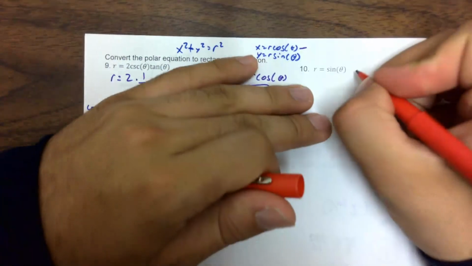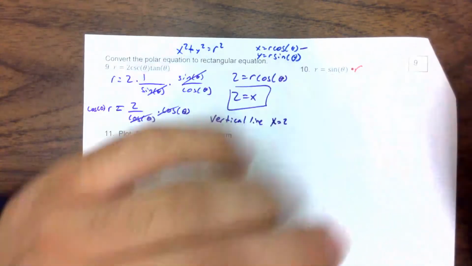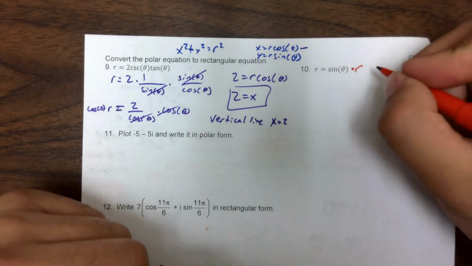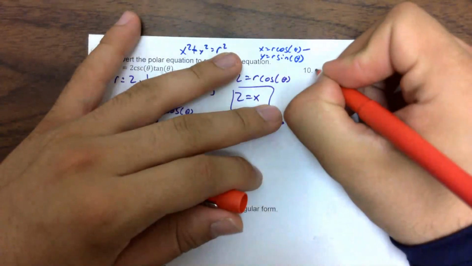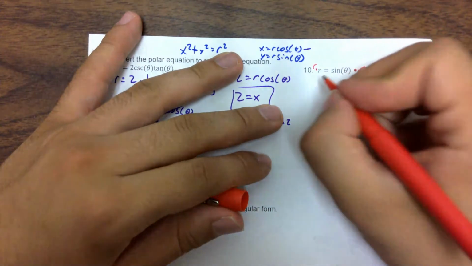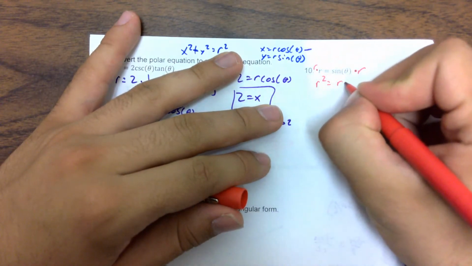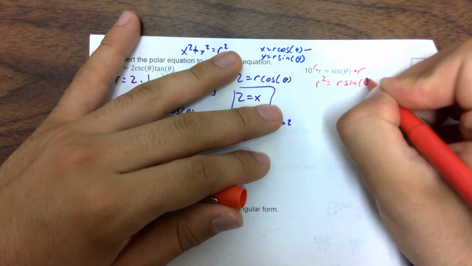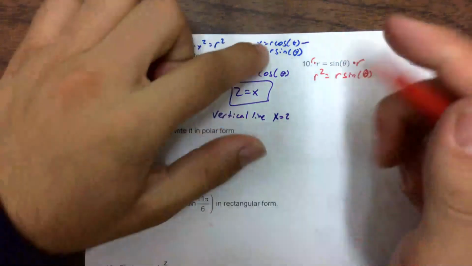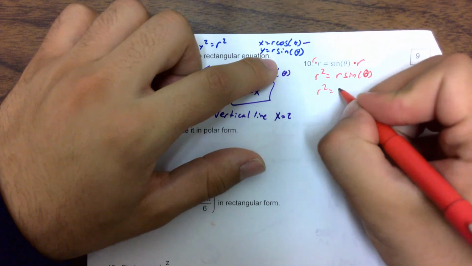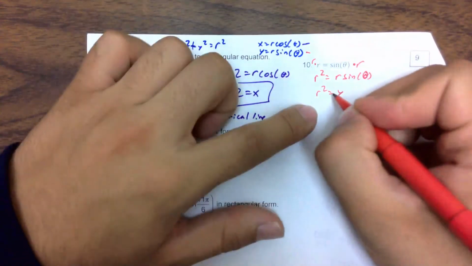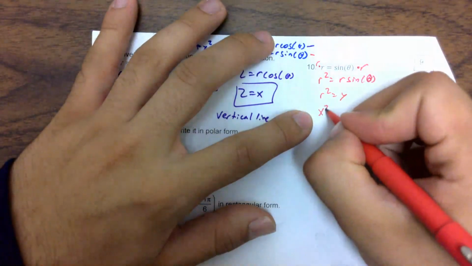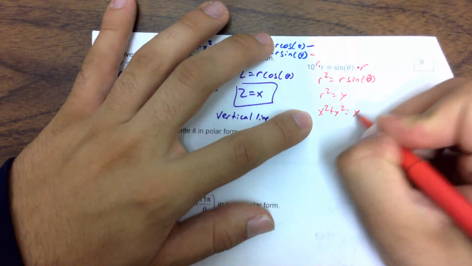So to get that, I'm going to multiply this side by r, because I'll have sine theta times r. If I multiply this side by r, however, I need to multiply that side by r. So r squared equals r sine of theta. R sine is y, and r squared is x squared plus y squared. So x squared plus y squared equals y.